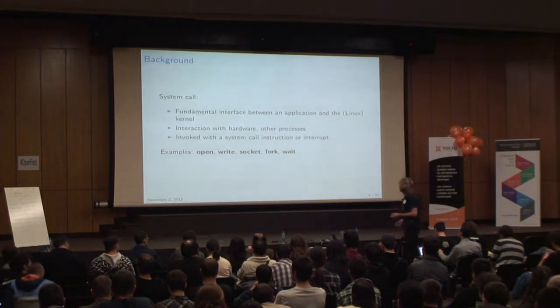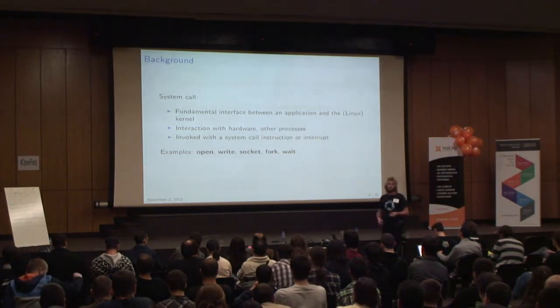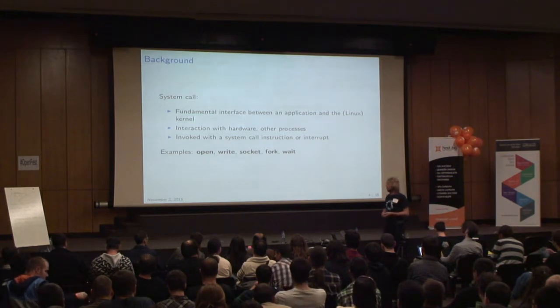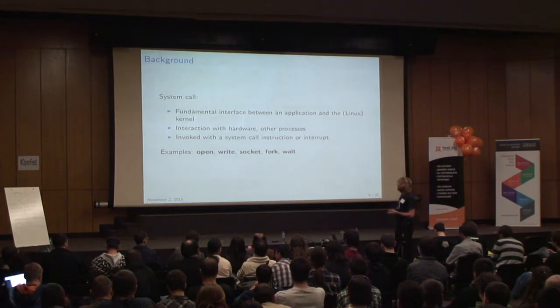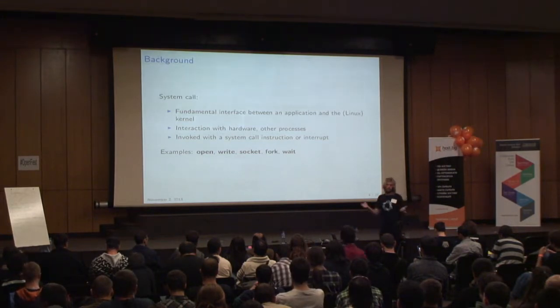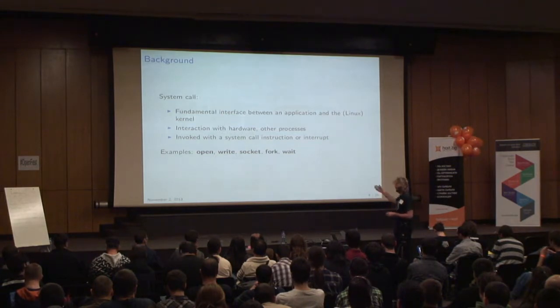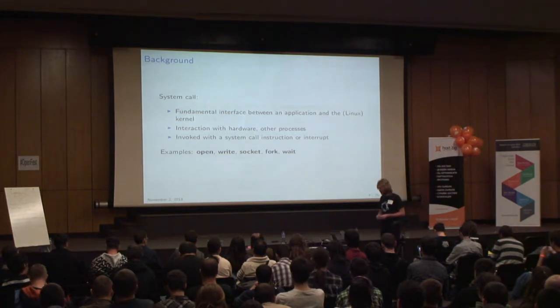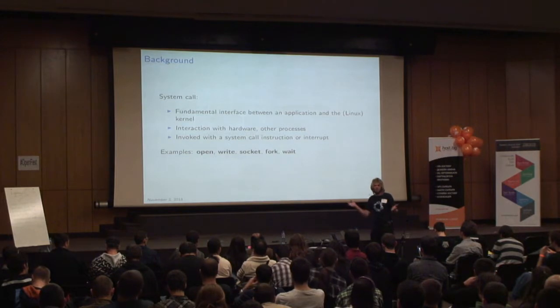For example, there's the open system call, which you use to open a file. Then, with whatever open returns, you can write to a file. You can create a socket. You can fork, which duplicates my process so I can do something else with it. Or you can wait on specific signals of a process. And there's lots of other system calls, but these are basic common ones.